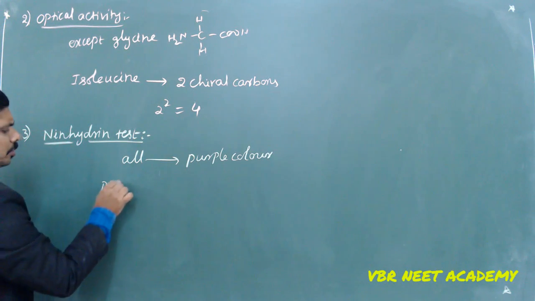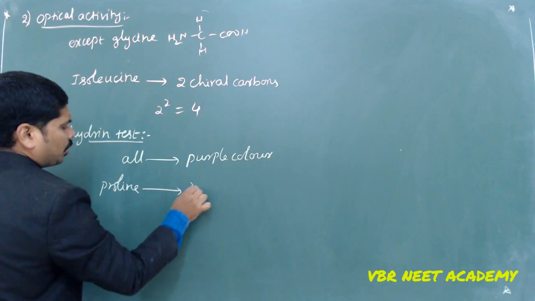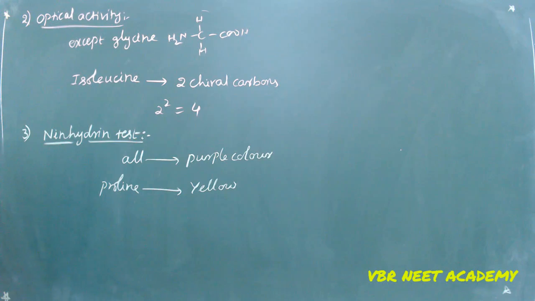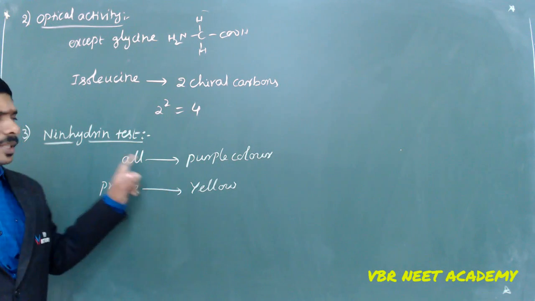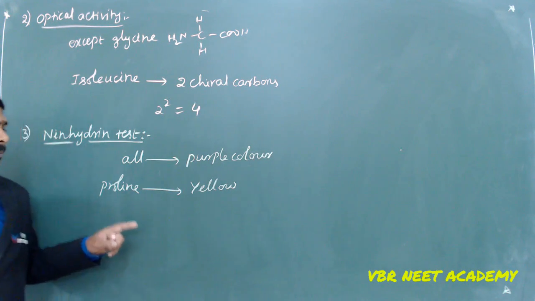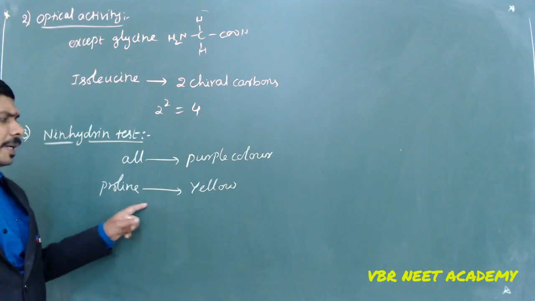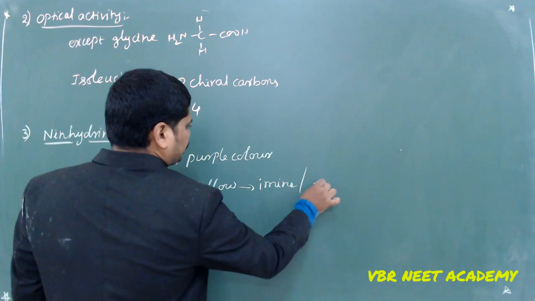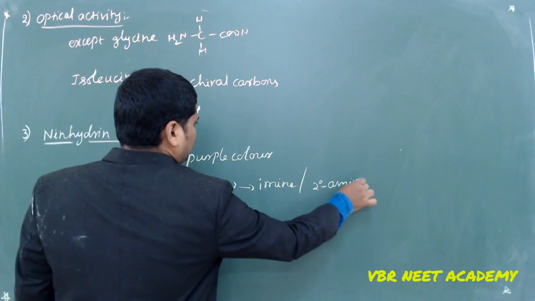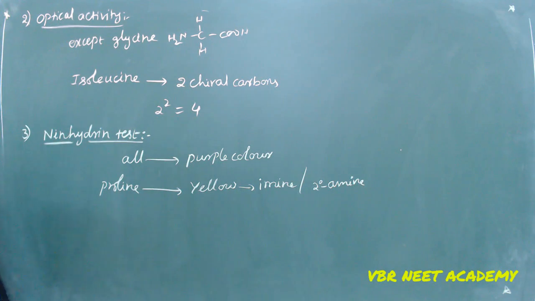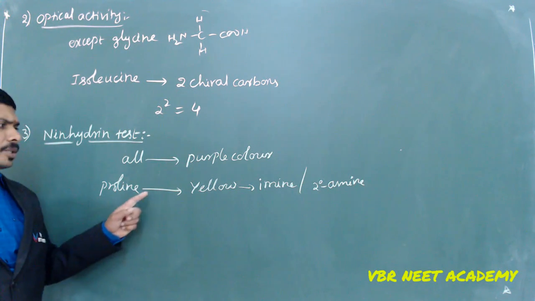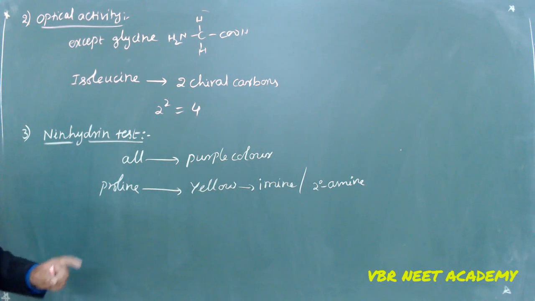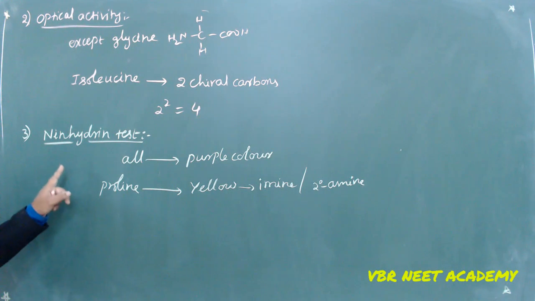But proline will give yellow color. That's the difference. All amino acids are going to be purple color with ninhydrin. That is the identification for the amino acids. And proline is only giving yellow color because of the secondary amine group. Proline shows yellow color with ninhydrin, whereas all the remaining amino acids show the purple color. This is the way we can identify amino acids.